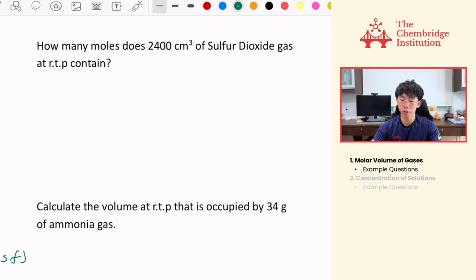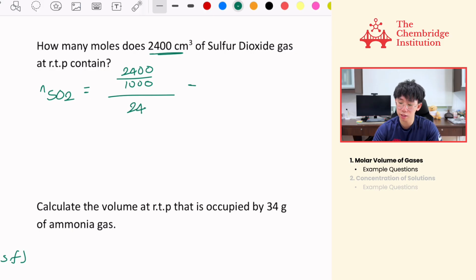Okay, how about a question where they are actually given volume in cm³? Well, then we have to convert it to dm³. So the number of moles of this sulfur dioxide is just equal to 2400 cm³. You need to convert this to dm³, so you divide this by 1000. That's how you convert cm³ to dm³, and then the whole thing is divided by 24 dm³. With this, you can get the number of moles, which is just 0.100 moles.